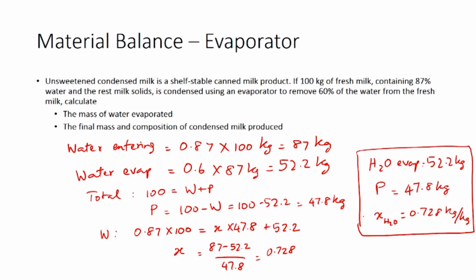and this is equated to the mass of water leaving the system, which is two components. First one is water leaving as water evaporated from the evaporator, and the other is water leaving the system as a component of the condensed milk. So, these two have been written down as 52.2 and x times 47.8. Substituting all these values, we have calculated the value for x, and finally, we understand the amount of water that has been evaporated and the amount of product which has been formed and the concentration of water in the condensed product. I hope you were able to follow this problem without much difficulty.